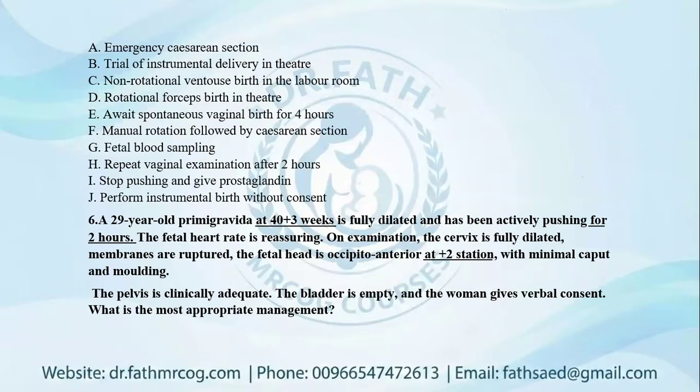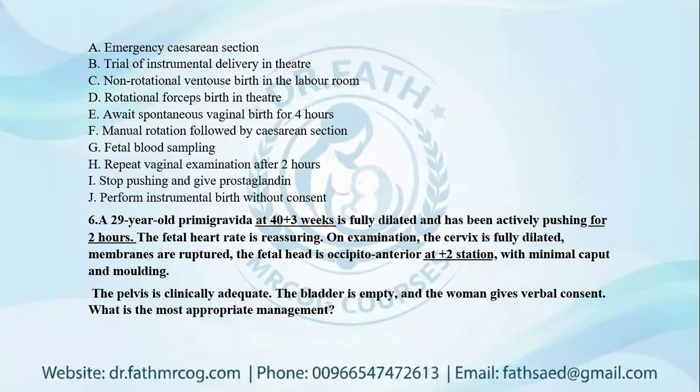A 29-year-old primary gravida at 40 plus 3 weeks is fully dilated and has been actively pushing for 2 hours. The fetal heart rate is reassuring. On examination, the cervix is fully dilated, membranes are ruptured, and the fetal head is occipito-anterior at the +2 station with minimal caput and molding. The pelvis is clinically adequate, the bladder is empty, and the woman gives verbal consent. What is the most appropriate management?